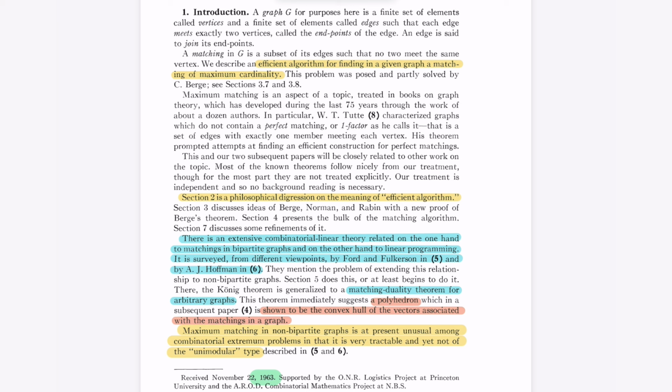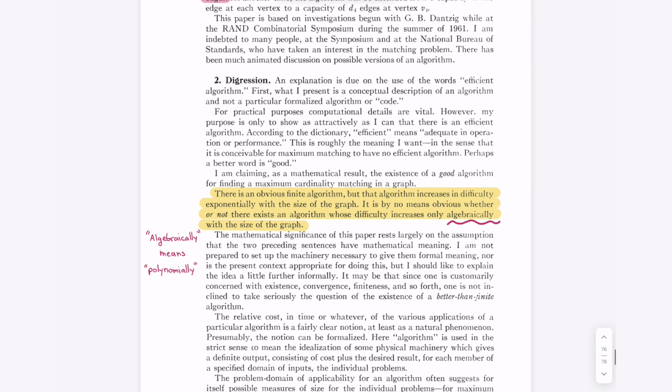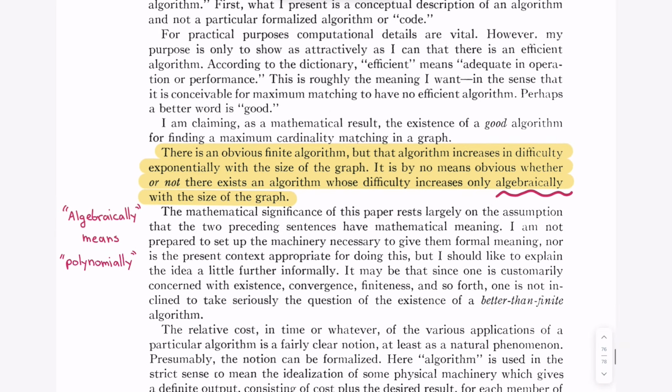So section 2 is a philosophical digression on the meaning of efficient algorithm. So that's one thing that's spectacular. This is one of the first really non-trivial polynomial time algorithms, and this is much more interesting than exponential. So look at this sentence: there is an obvious finite algorithm, like trying everything, but that algorithm increases in difficulty exponentially with the size of the graph. It is by no means obvious whether or not there exists an algorithm whose difficulty increases only algebraically with the size of the graph. Algebraically is their word for polynomial. So this paper is still making this argument.